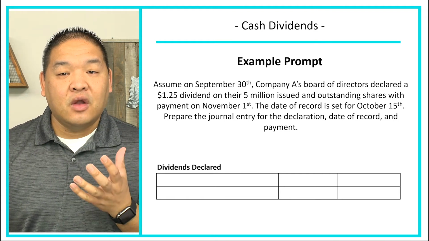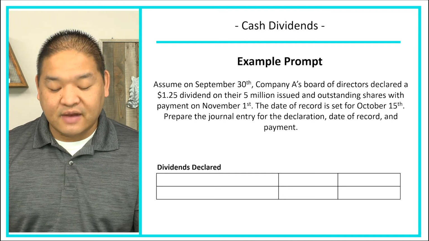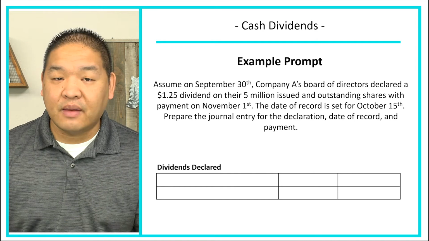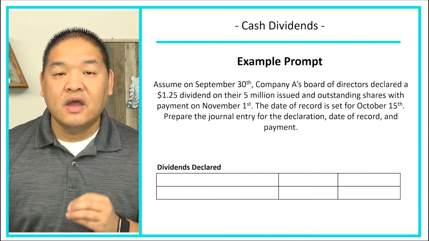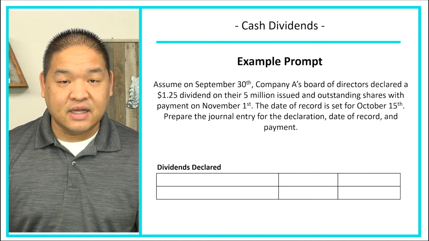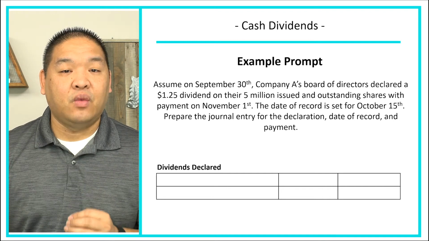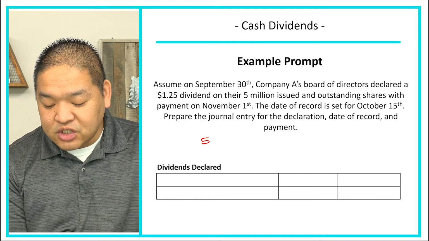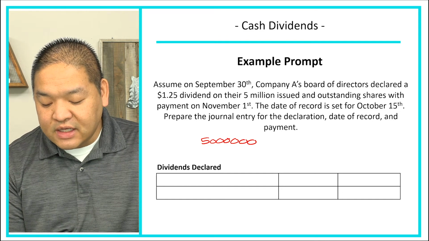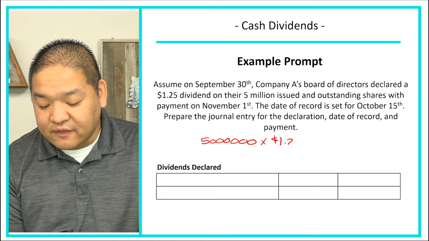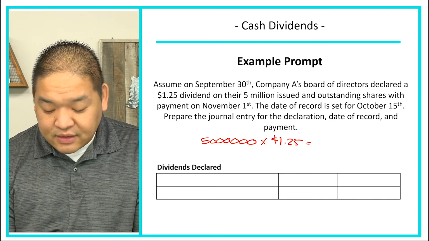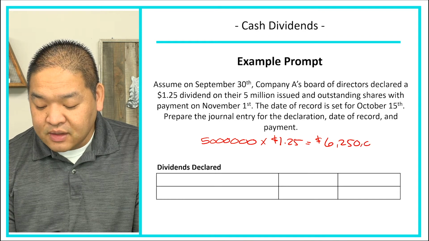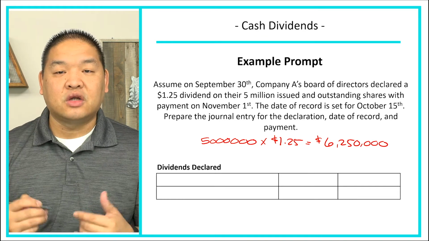So first off, we know that on this date, the date of declaration, a liability has been established by the board of directors. They're now obligated to pay $1.25 per share that's outstanding and issued. So we're going to have to calculate what that liability is going to be. We know that there's 5 million shares, and each share is going to get $1.25, which means that we're going to owe $6.25 million to our shareholders.